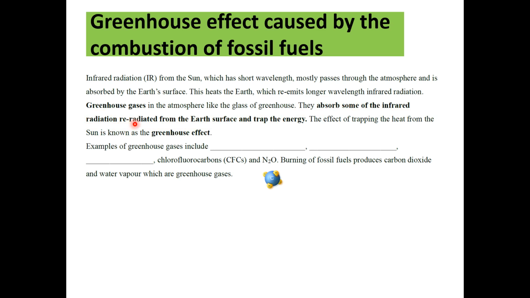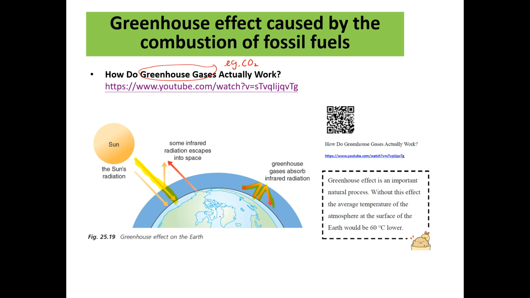What's the meaning of re-radiated from the Earth's surface here? If we have a look at the previous slide, as you can see, energy passes to the Earth's surface, and part of it will be re-radiated out. For this process, the reason it can't go into space is that greenhouse gas absorbs it. So they absorb the radiation re-emitted from the Earth's surface.